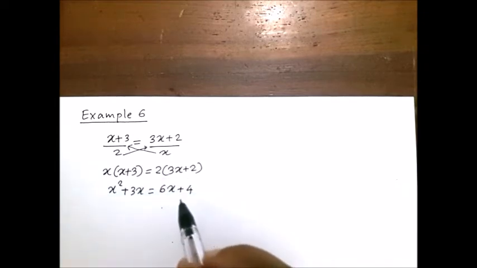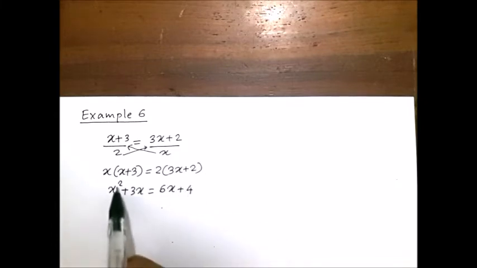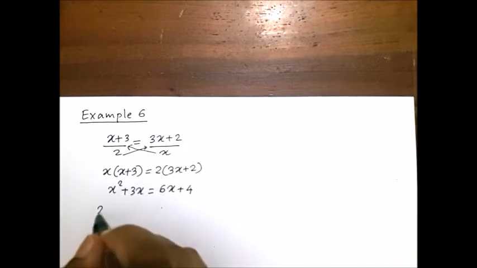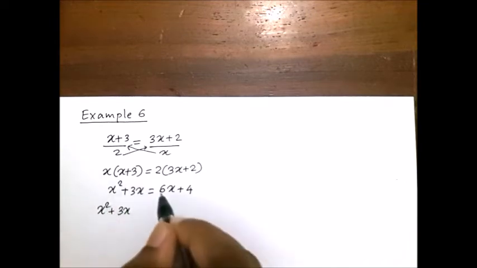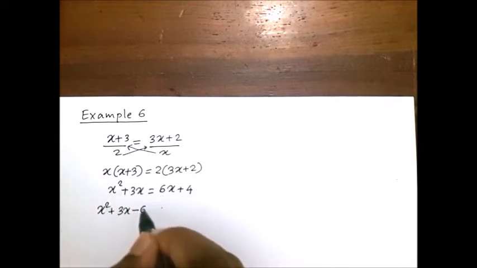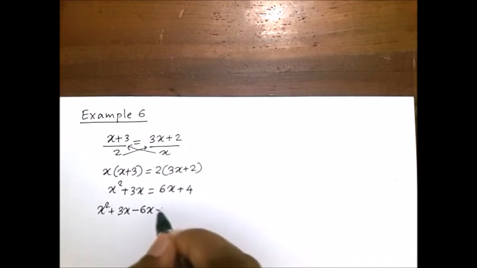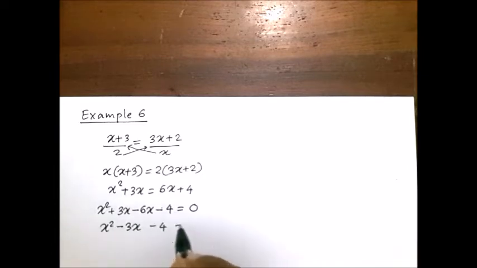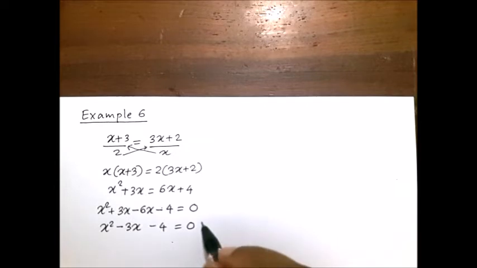Now arrange one side of this equation as 0. Here x to the power 2 is a positive term on the left hand side, so you can take all terms to the left hand side. Plus 6x becomes minus, and plus 4 becomes minus 4. Then simplify: plus 3x minus 6x is minus 3x. Then this is a trinomial quadratic expression. Factorize the left hand side.